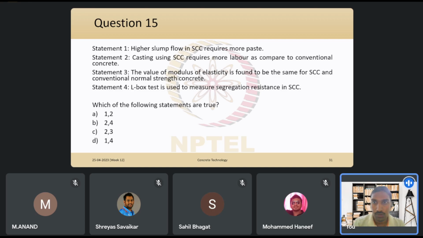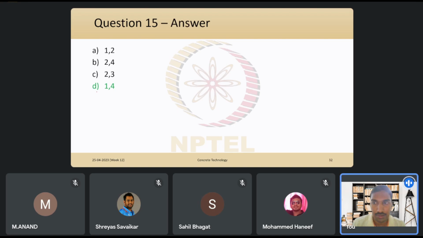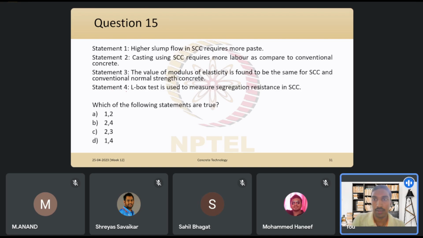Okay, so we have two votes for option B and two for option D. The right option is actually D, that statements 1 and 4 are true. So we'll look at each of these statements. Statement 1 is: higher slump flow in SCC requires more paste.